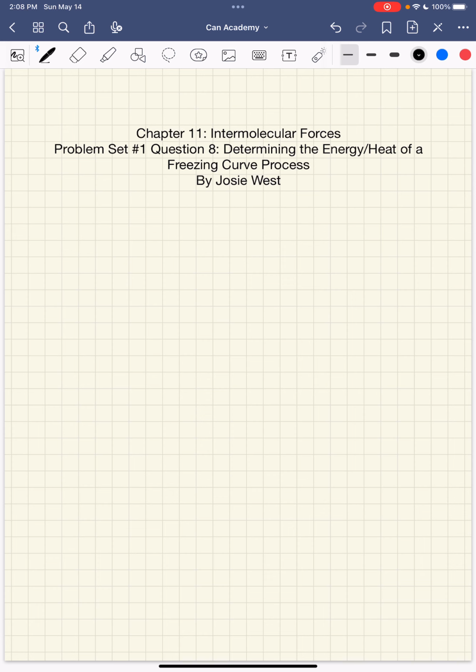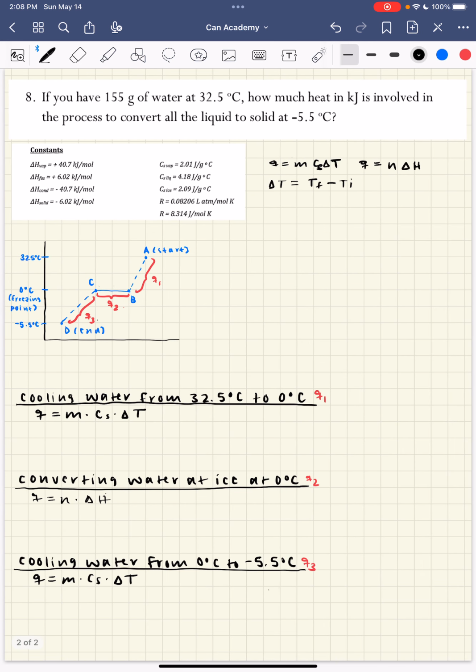Today I'm going to be going over how to determine the energy/heat of a freezing curve process. This question is asking if you have 155 grams of water at 32.5 degrees Celsius, how much heat in kilojoules is involved in the process to convert all the liquid to solid at negative 5.5 degrees Celsius? So the first thing that jumps out is that we are going from a liquid to a solid, which means that this is going to be a freezing process.